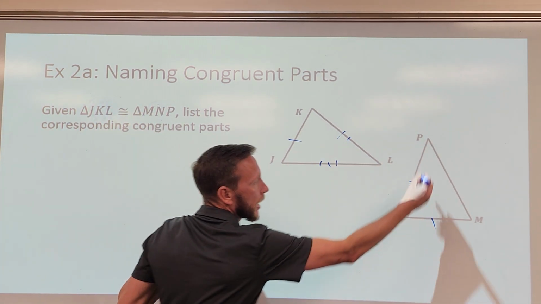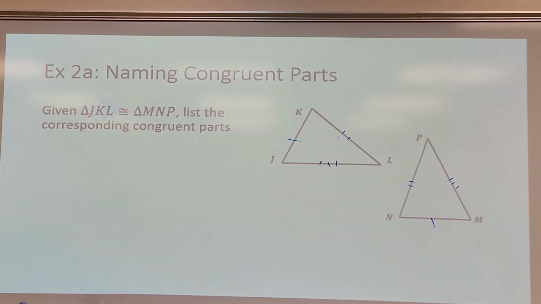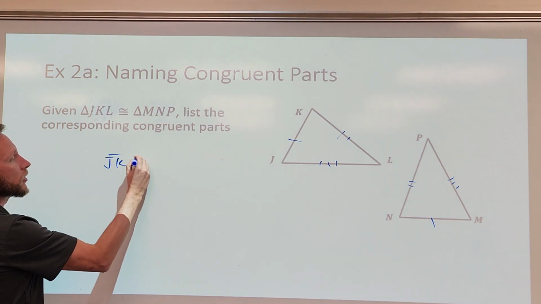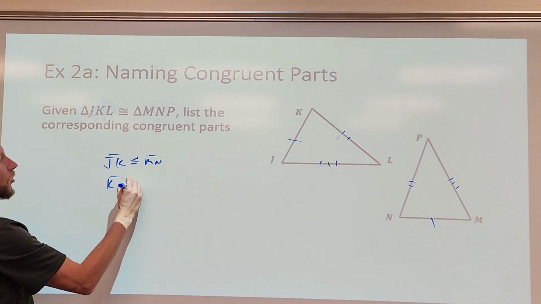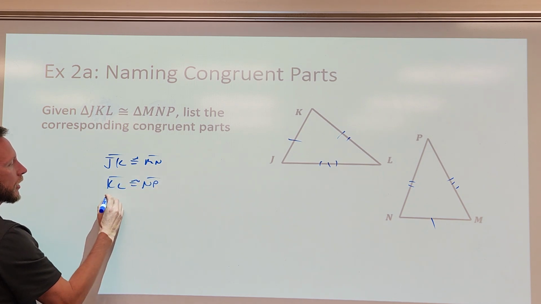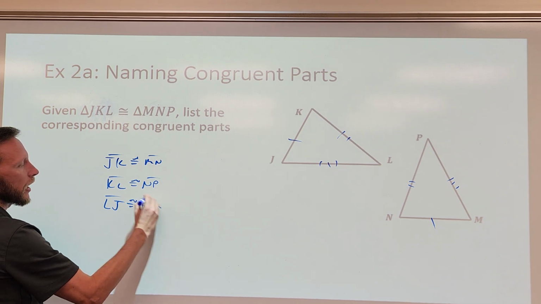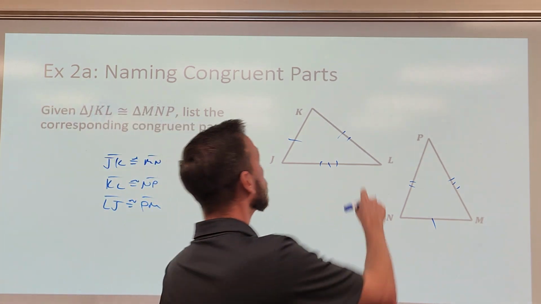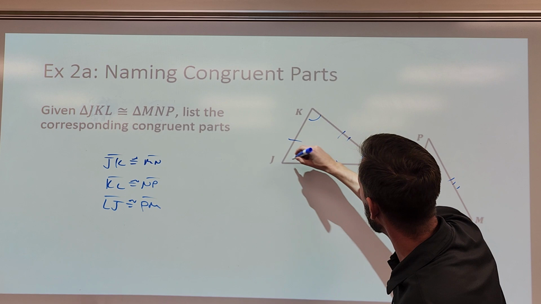LJ and PM. So listing those corresponding parts, having the picture, shows us that JK is congruent to MN, that KL is congruent to NP, and that LJ is congruent to PM. Those are just the three pairs of corresponding congruent sides. We also have pairs of corresponding congruent angles.